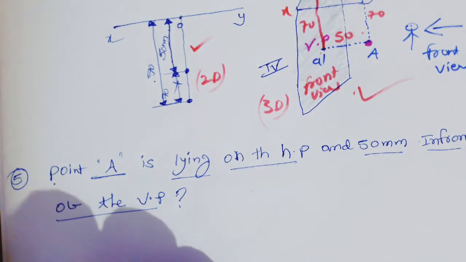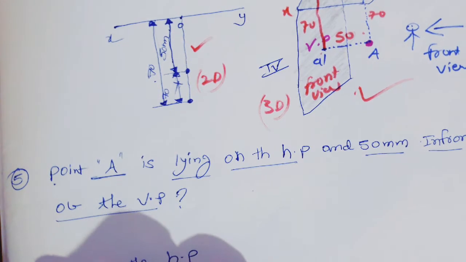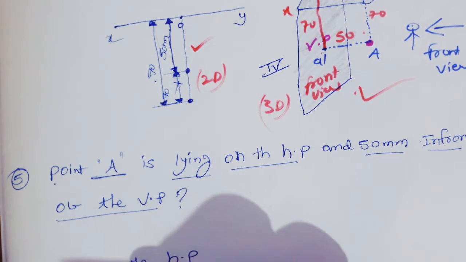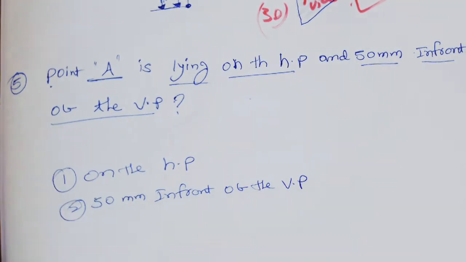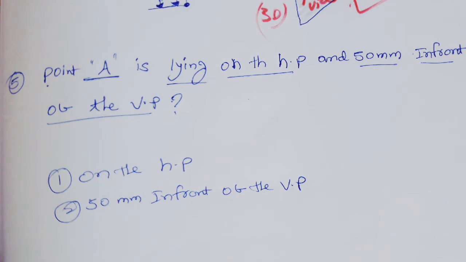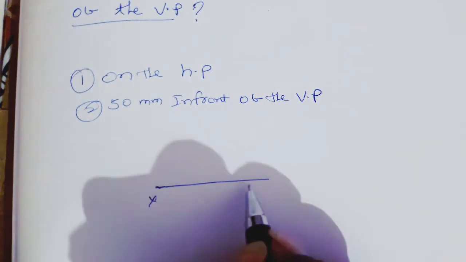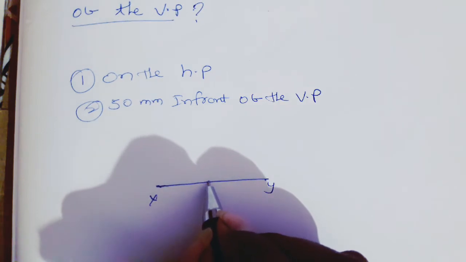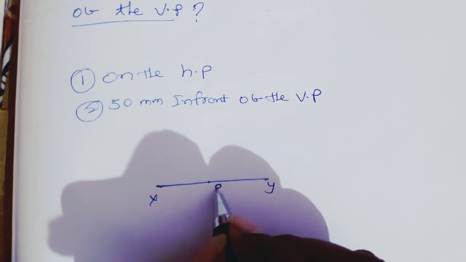That means, see here, on the HP, 50 mm in front of the VP. On the HP, first one, 50 mm in front of the VP is given, right? So if you blindly follow the previously told condition, then see here, draw one horizontal line XY, mark any point on the horizontal line. I am marking this as O.